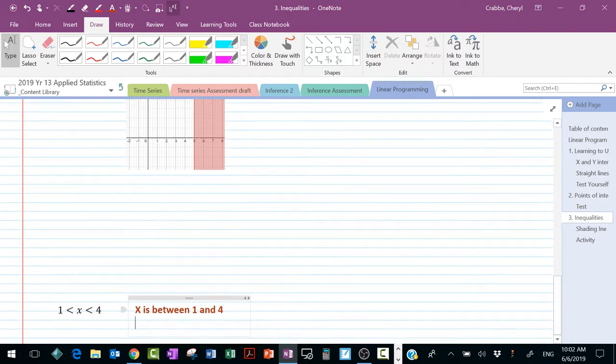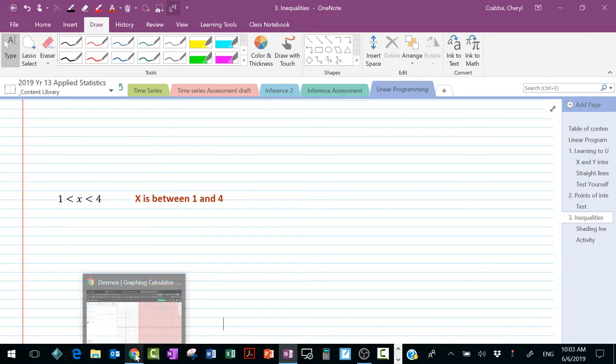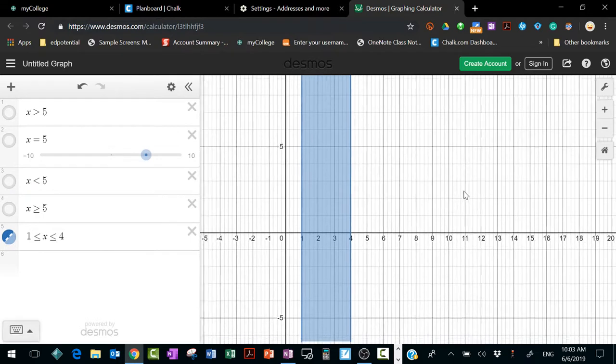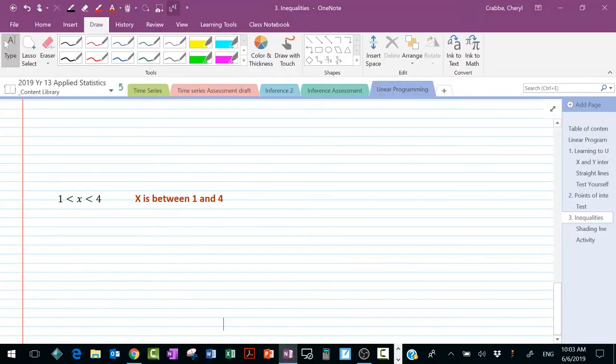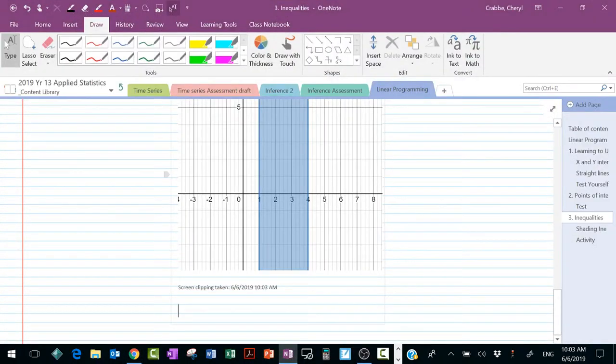And then we have this one, which is x is between 1 and 4. So x is greater than 1 but less than 4 is how that reads, or x is between 1 and 4. Let's look at Desmos and see how that looks. So we have 1 less than or equal to x, and x less than or equal to 4. Now that's what it looks like. X is greater than 1, so the shading is to the right of 1, but less than or equal to 4, so it's got to be between 1 and 4. And that's what the graph looks like. I'm just going to screenshot that and throw that in.